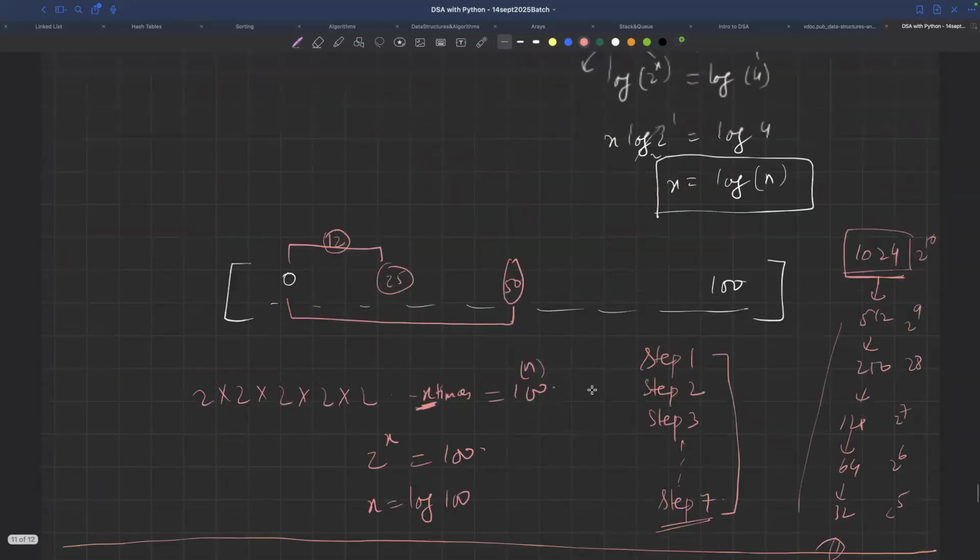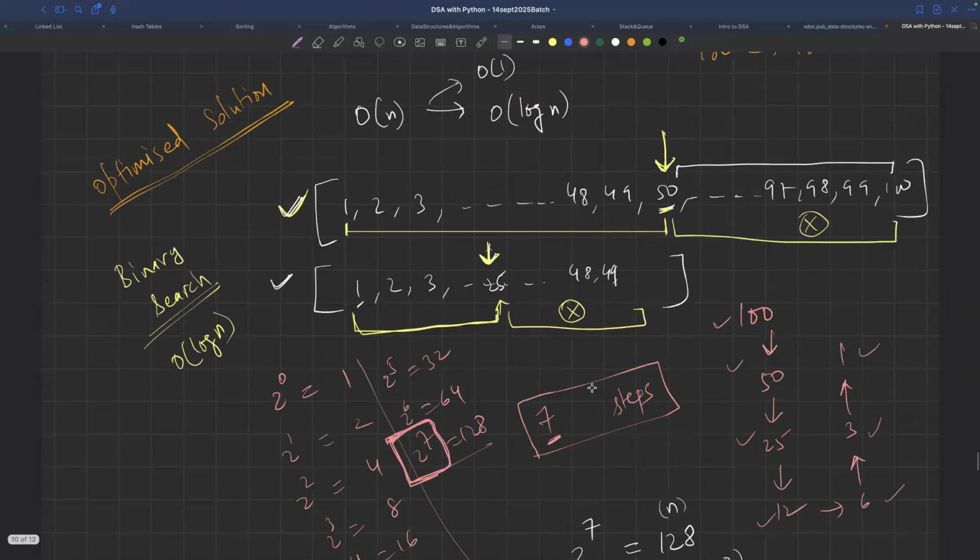Did everyone understand this? Binary search is very important. Again, binary search we will discuss a little bit later, but I just wanted to show you what O of log n looks like. Guys, are you following? Yes.